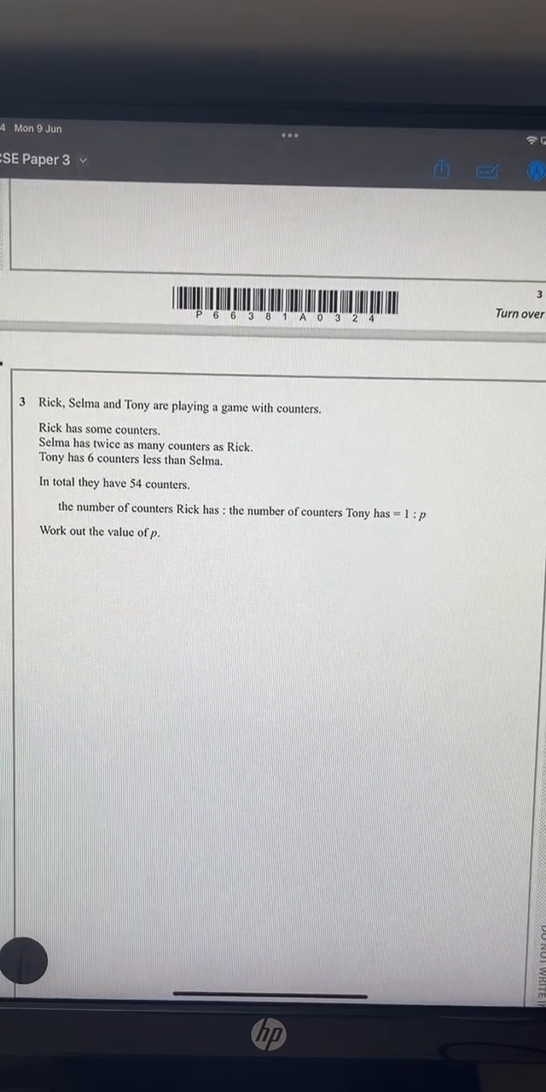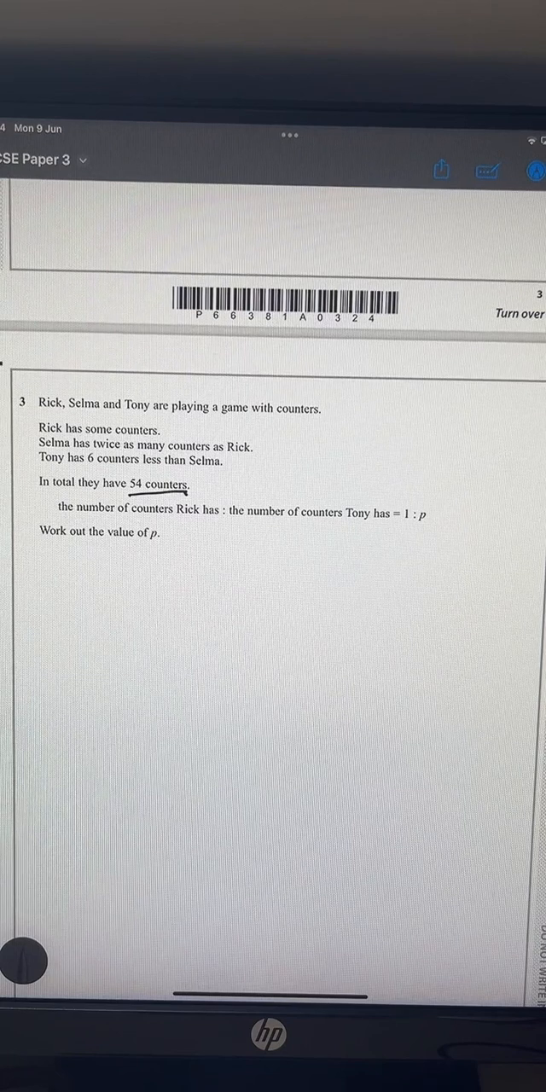Rick, Selma, and Tony are playing a game with counters. Rick has some counters. Selma has twice as many counters as Rick. Tony has 6 less than Selma. In total, they have 54 counters. The number of counters Rick has to Tony is 1 to P. Work out the value of P.